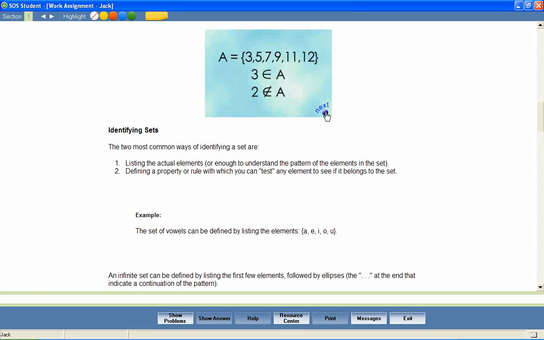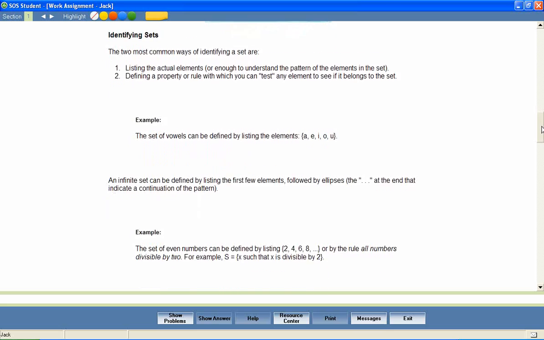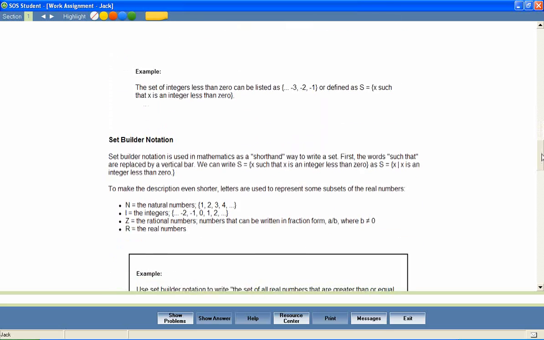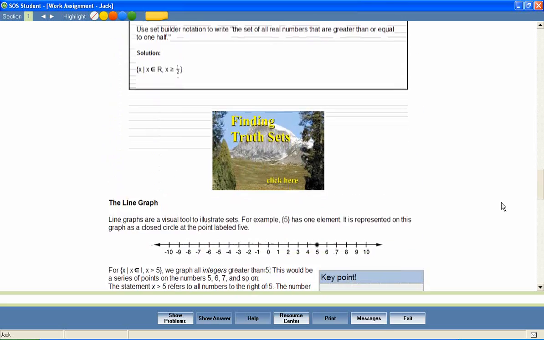Suppose we had the set A equals 3, 5, 7, 9, 11, 12. This symbol tells us that 3 is an element of A. The same symbol with a line through it means that 2 is not an element of A. Animations like this one may help your students better understand difficult concepts.